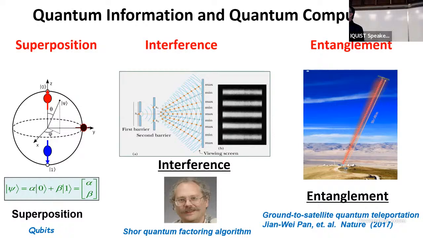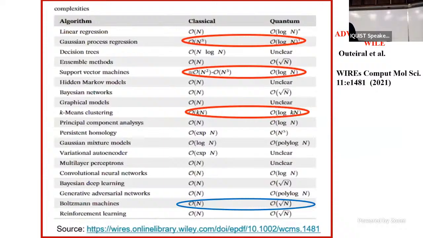So if you read the literature now, what people do is take classical machine learning and look at the scaling as a function of the size n, and they try to see how you quantize this algorithm and get an advantage over the classical machine learning. So this is what you'll see in the literature, people trying to quantize these classical machine learning algorithms.